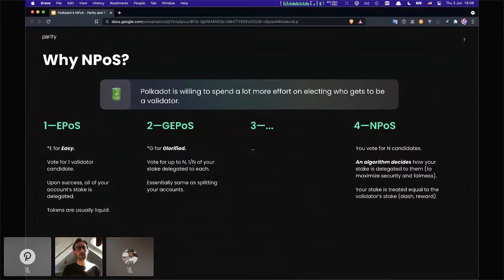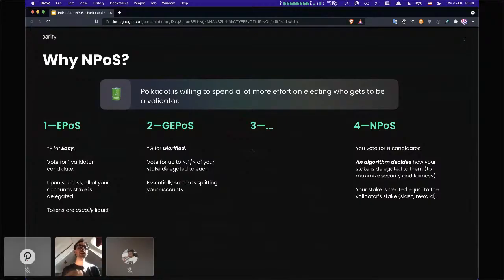But let's just call some E for easy POS, which is where you as a nominator back one validator, so you name one of them. And if that validator happens to be a winner, the active validator, then all of your stake backs them. And typically in these systems, your stake is also liquid, meaning you can always take it back. The validator is already selected. You just give them an extra bit of backing stake.